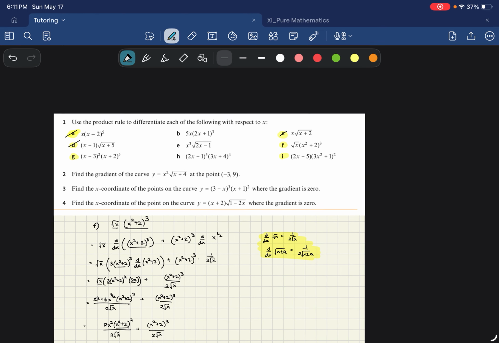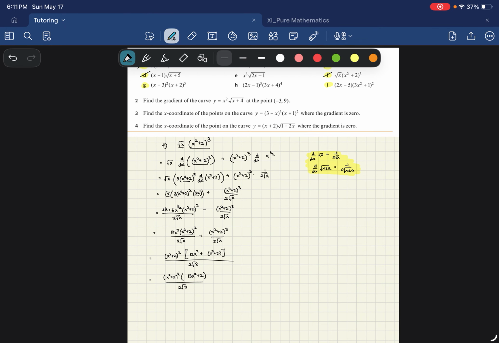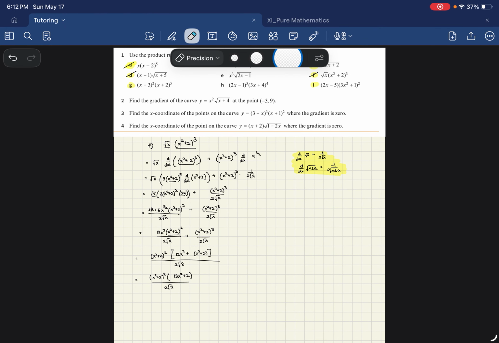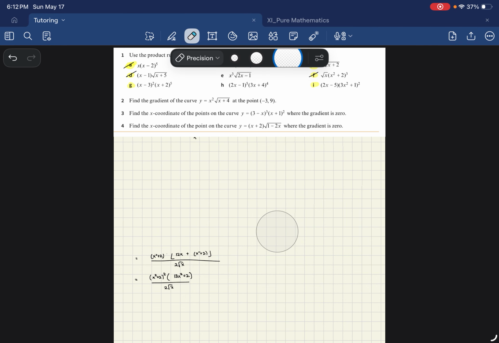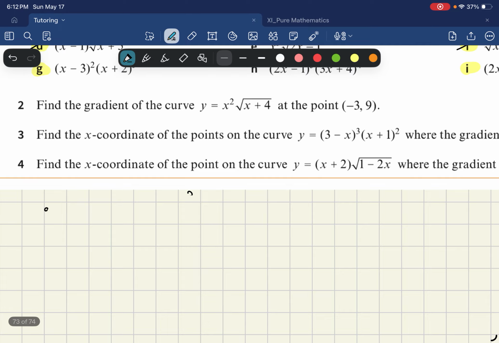All right, yeah, that is it. That is also how the textbook presents it. So we are done with F. So this is your solution to F. Let's go ahead with G.